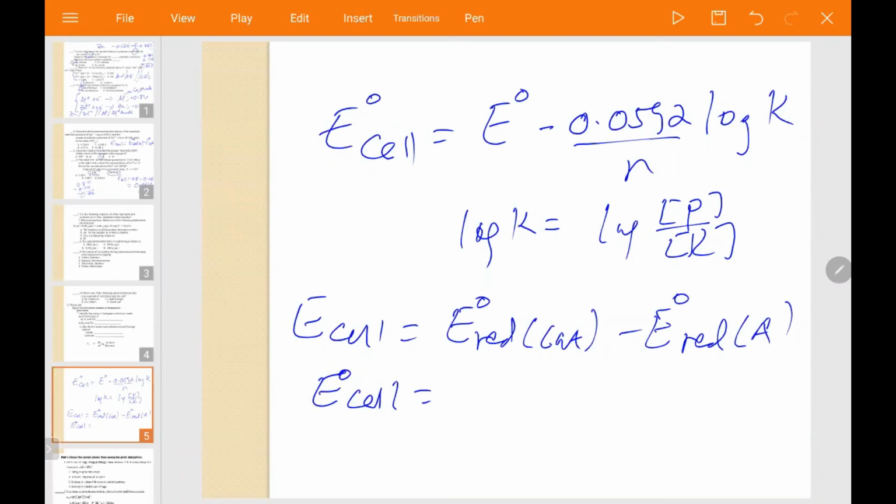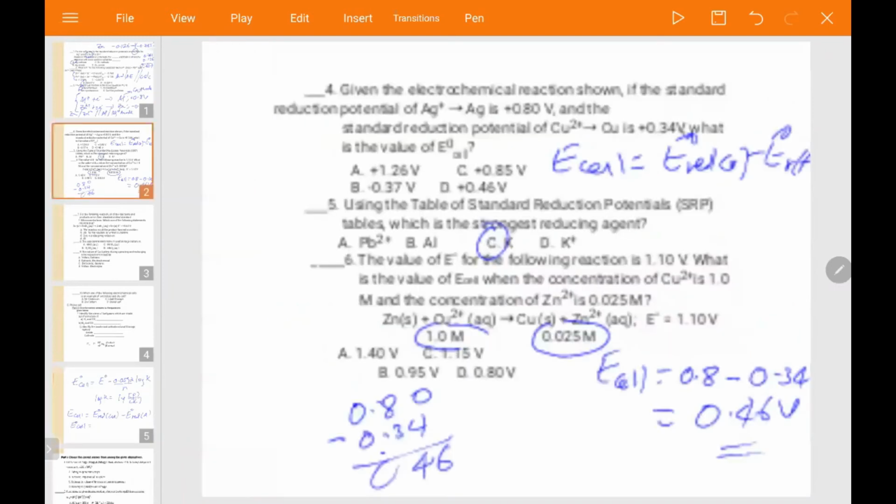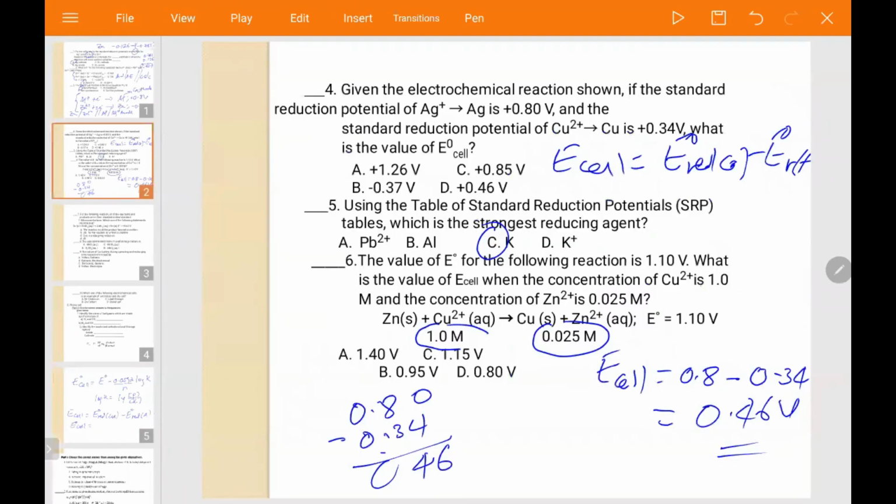E naught for the following reaction is 1.1 volt, when the concentration of Zn2+ is 1 mole and the concentration of zinc is 0.05. Means what? The concentration.